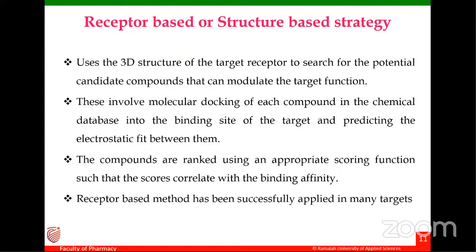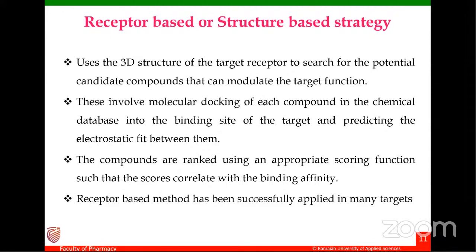So this uses the 3D structure of a target receptor to search for a potential candidate compound that can modulate the target function. Here, we will know the particular protein or particular receptor which is responsible for causing a particular disease. So by knowing the structure of a particular protein, if you are designing a drug, it is receptor based or structure based. This involves the molecular docking of each compound in the chemical database into the binding site of a particular target and predicting the electrostatic fit between them.